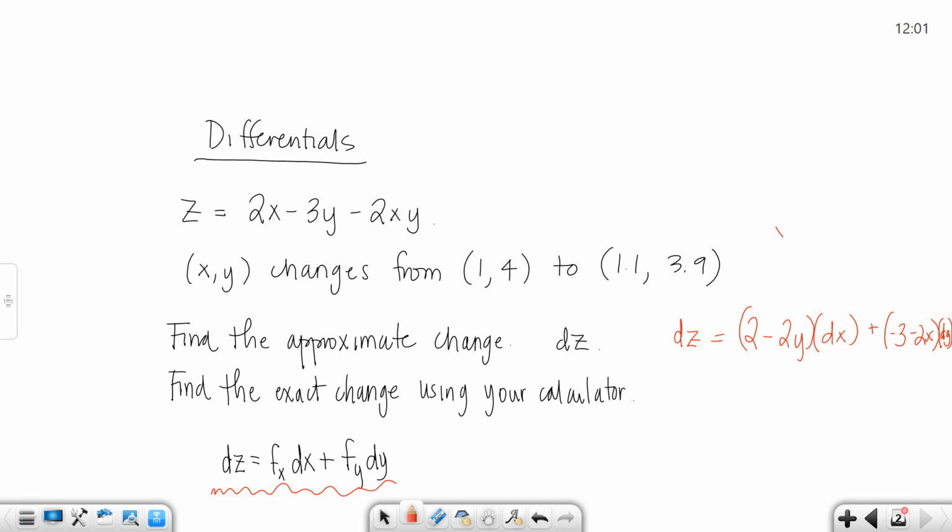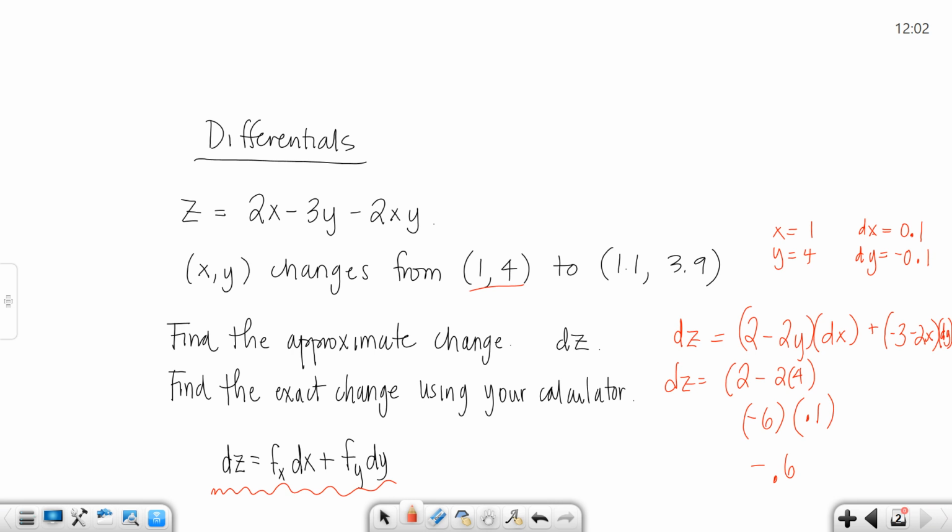So I know up there that x is 1 and y is 4. Okay, that's how I got that. I know that dx is 0.1, and I know that dy is negative 0.1. So we can plug those values into our dz formula. 2 minus 2 times 4, which would be 2 minus 8, which would be negative 6, times 0.1.